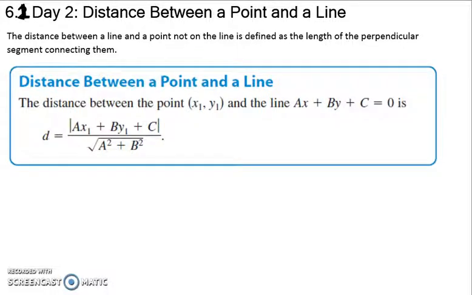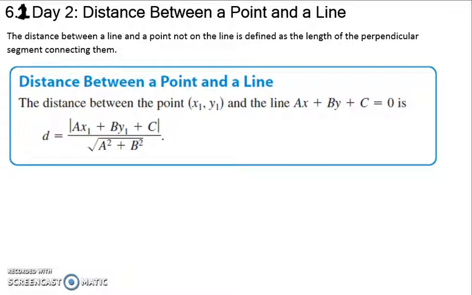Alright, in this video we're going to talk about 6.1 day 2, the distance between a point and a line. The distance between a point and a line, with the point not being on the line, is going to be defined as the perpendicular segment connecting the point and the line. So we're going to find the shortest distance between the point and the line and call that the actual distance.